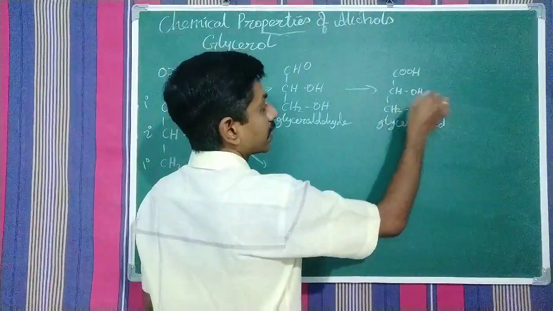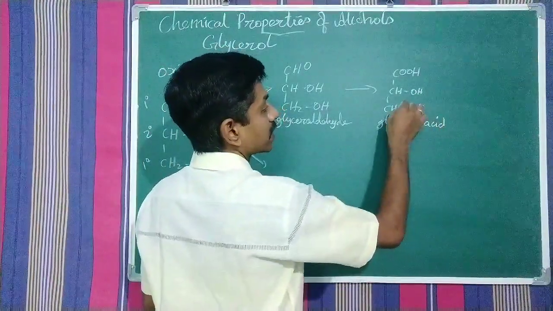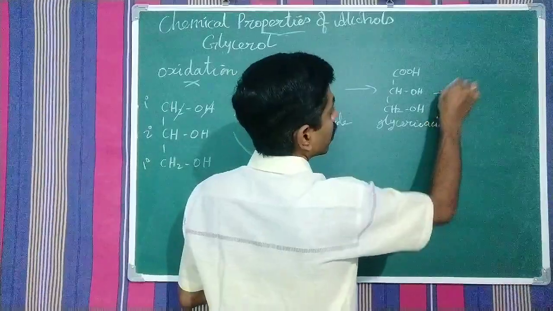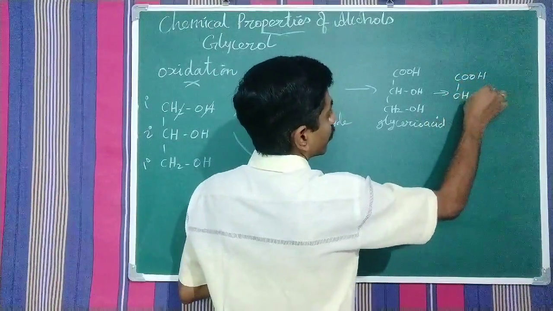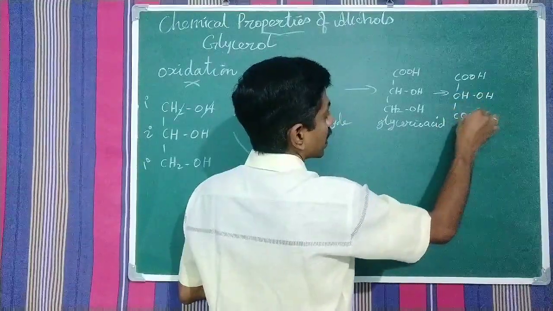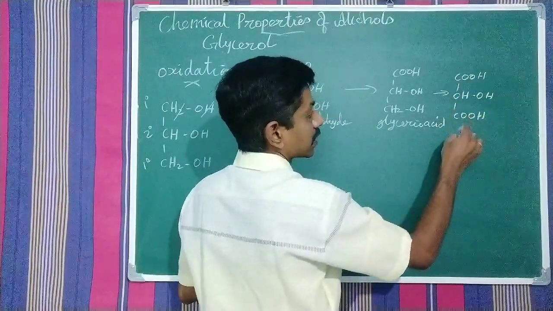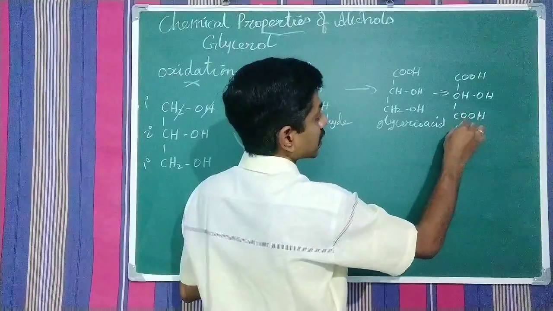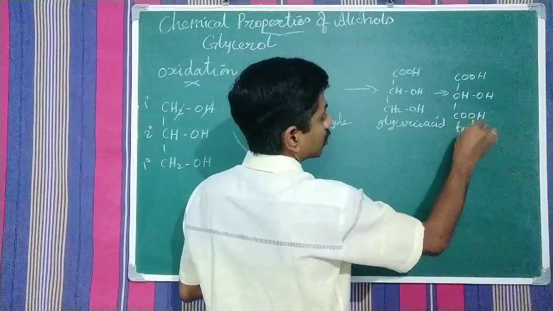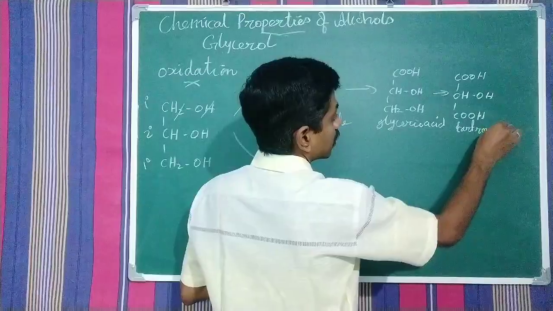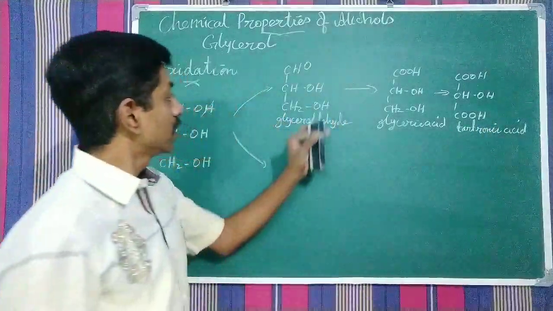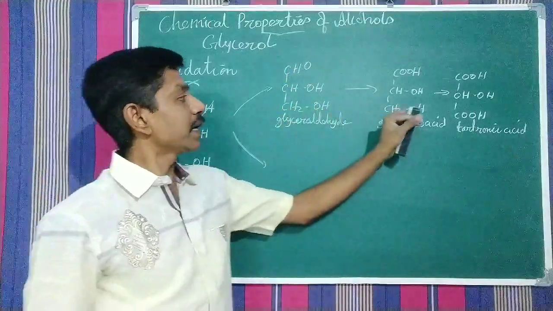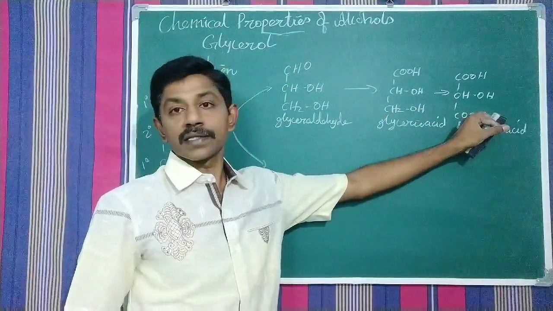And this again will get converted into aldehyde and then into acid. So this primary alcohol on oxidation will give you an acid on this side also. Both are acids. The name of this acid is tartronic acid. Till now we were talking about only the primary alcoholic groups converted into acid.